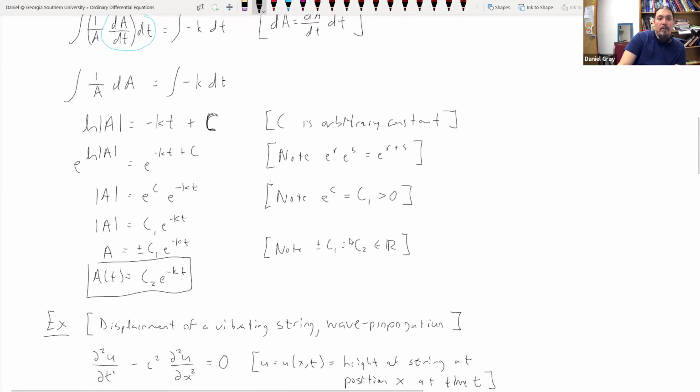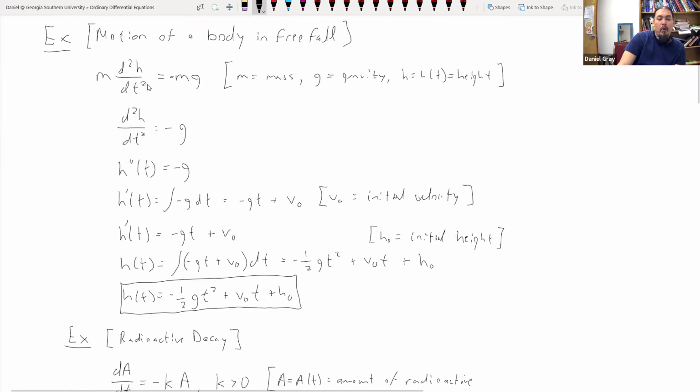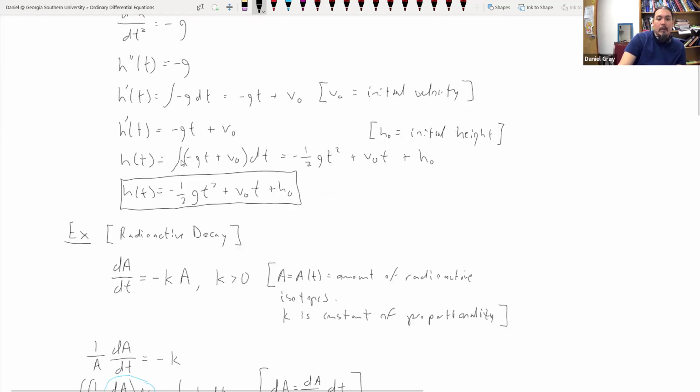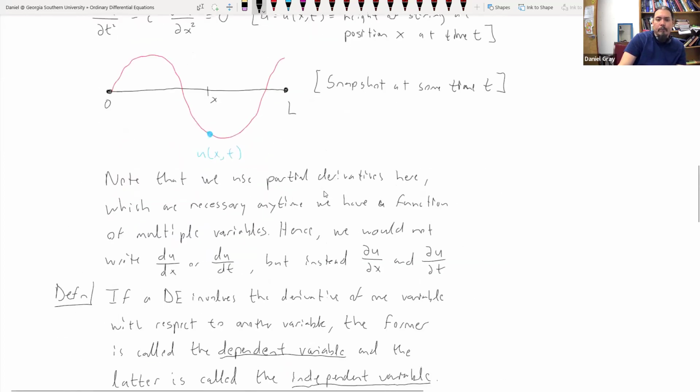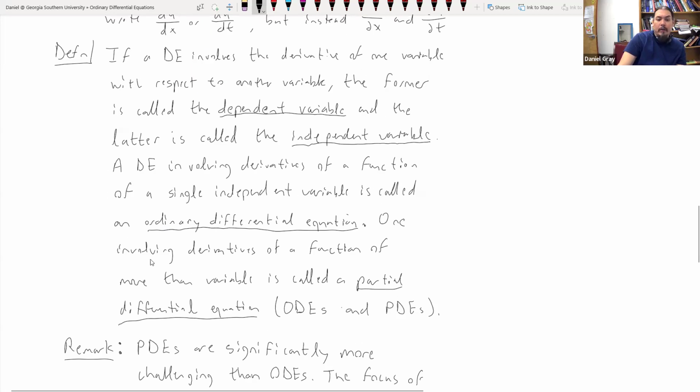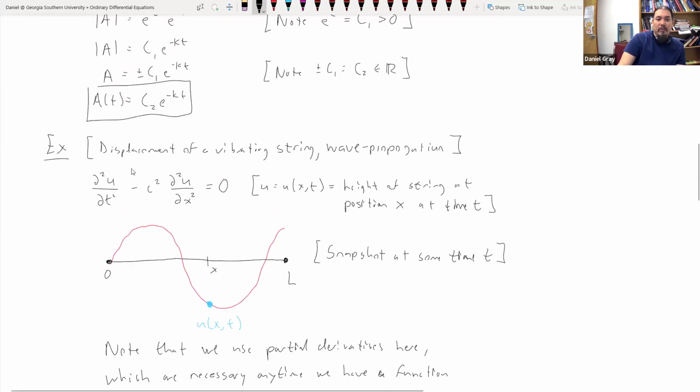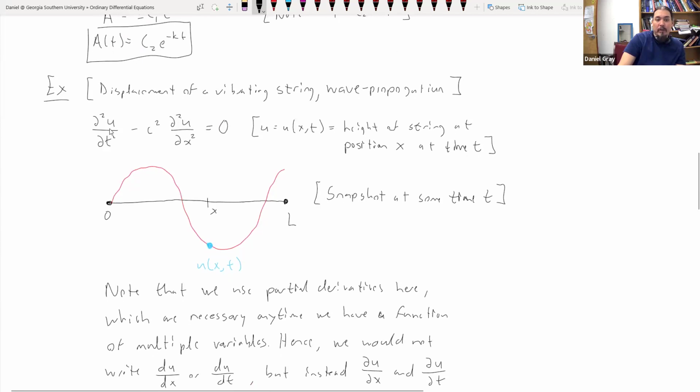Okay. So up top over here, right? This is an ordinary differential equation because h depends only on time, right? The second example, this is an ordinary differential equation because your a depends only on time, okay? Now, on the other hand, one involving derivatives of a function of more than one variable is called a partial differential equation. So this last example we just did here, where we had these partial derivatives, right? Since u is a function of more than one independent variable, right? That makes this a partial differential equation, okay?